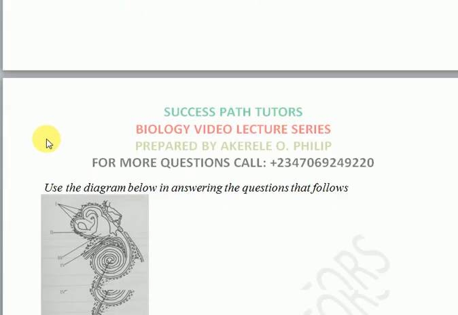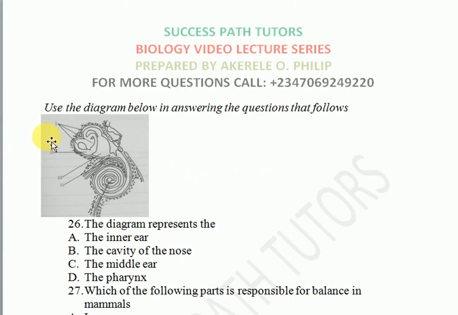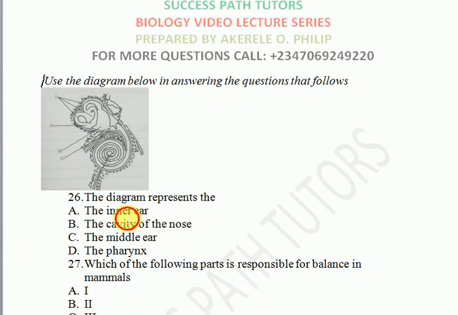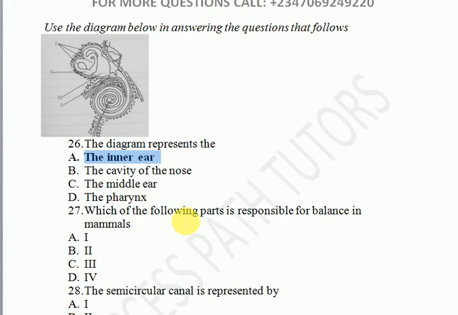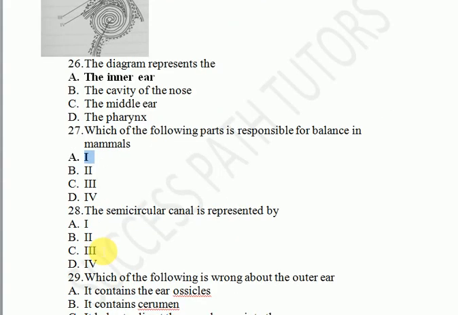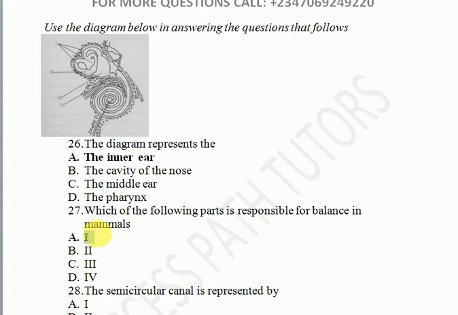Okay. Now use the diagram below in answering the questions that follow. This is the inner ear alone drawn in this place. So the diagram represents the inner ear. Which of the following parts is responsible for balance? In this case, this is your semicircular canal, and that is 1. The semicircular canal is represented by 1 also. Those are 2 questions. This one talks about the function, this one talks about the name of the structure itself, and that is 1. That is A.